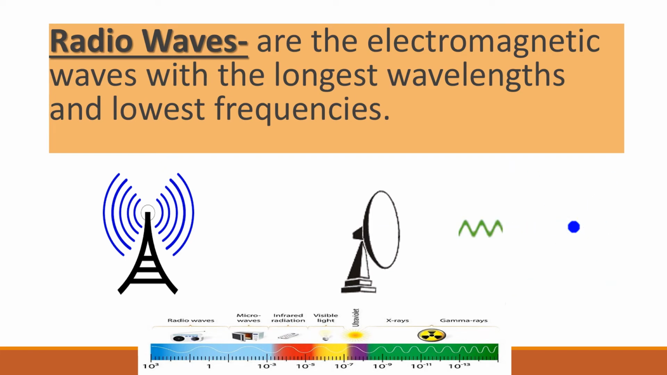These are the electromagnetic waves with the longest wavelengths and lowest frequencies. Radio waves are used in broadcasting to carry signals for radio programs. A broadcast station sends out radio waves at certain frequencies. Your radio picks up the radio waves and converts them into an electrical signal. The electrical signal is then converted into sound.